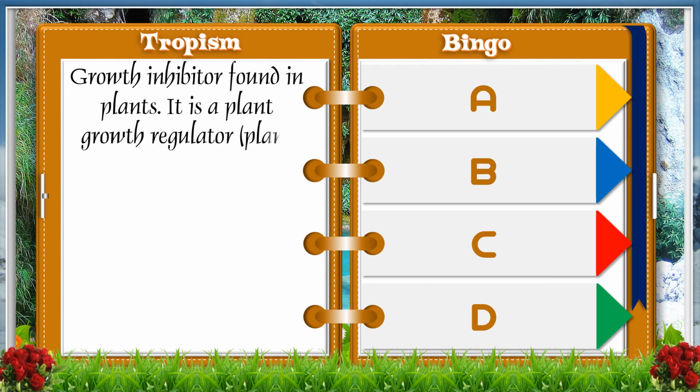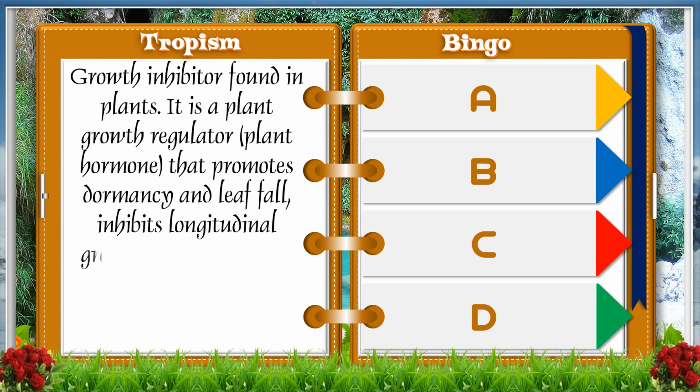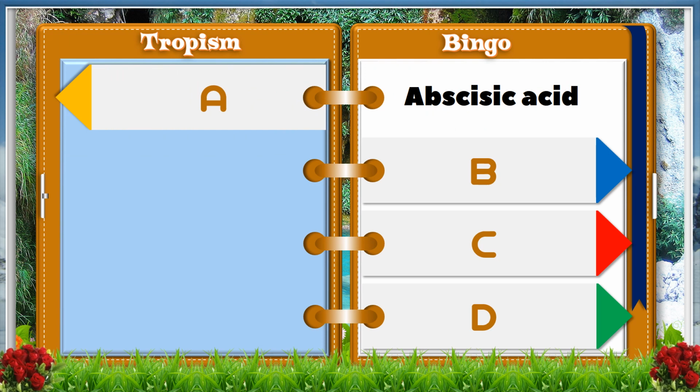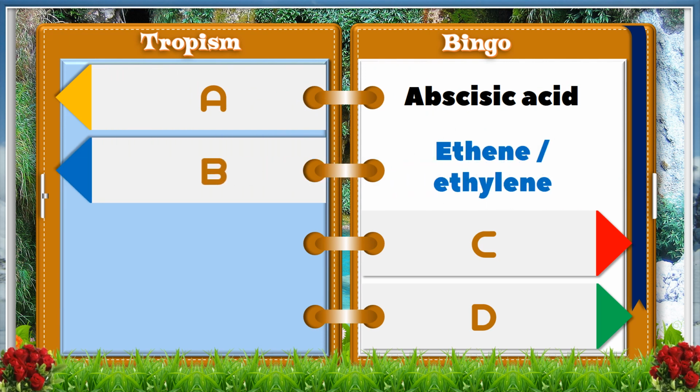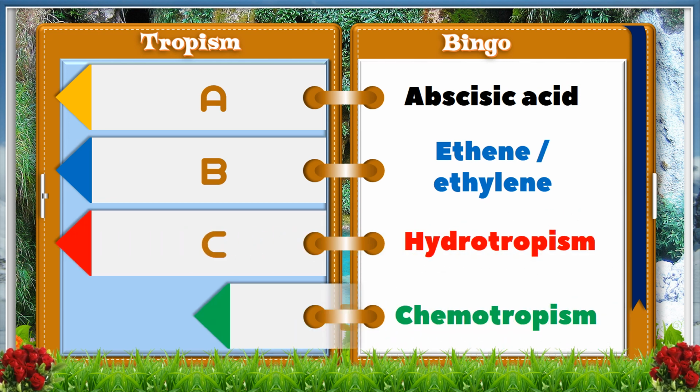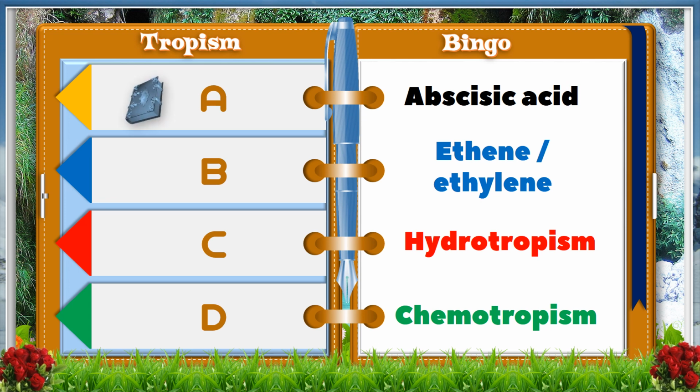Growth inhibitor found in plants. It is a plant growth regulator or a plant hormone that promotes dormancy and leaf fall, inhibits longitudinal growth, and when a leaf begins to wilt, it causes the stomata to close rapidly. A. Abscisic acid. B. Ethene. C. Hydrotropism. D. Chemotropism. And the answer is A. Abscisic acid.